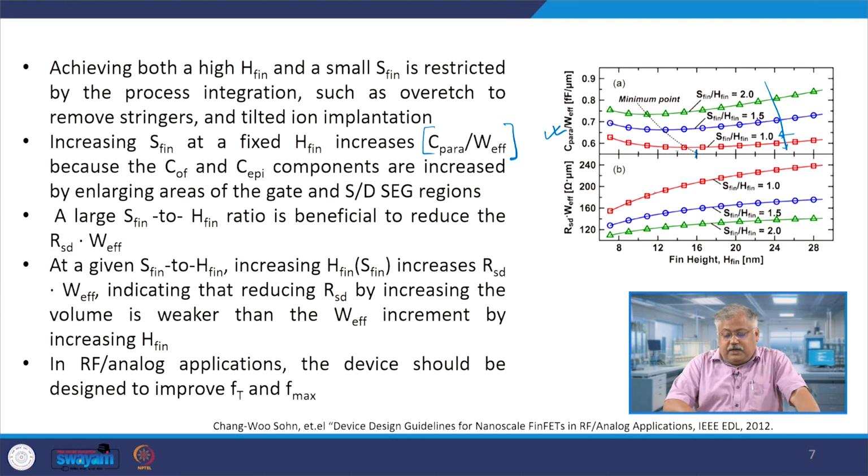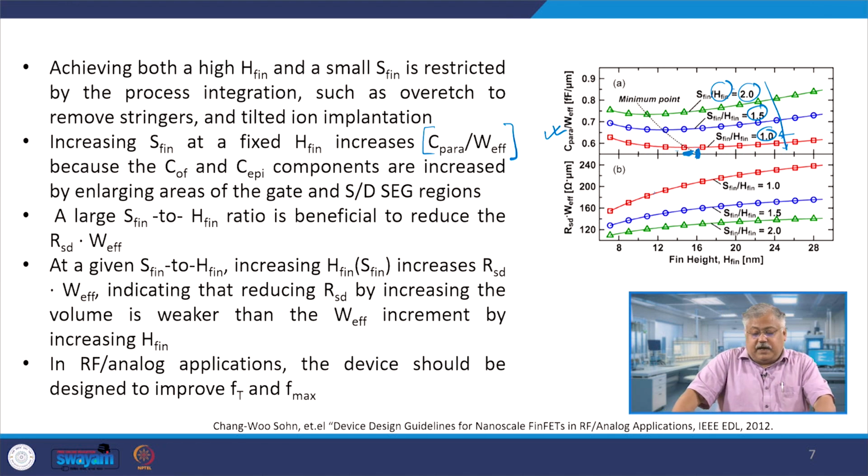So, what has happened is, here the fin height was small, and as you make the fin height larger and larger, this quantity starts to fall down. At this particular point, S fin equals H fin, and this region is the fin height where you get the minimum value of C para by W effective.